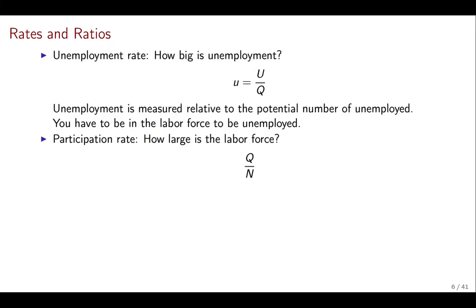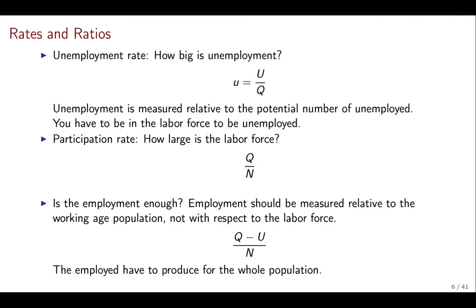Then the participation rate is going to measure how large is the labor force, how many people are either working or searching for a job relative to how many people could have been working or searching for a job. And then finally, we're going to ask if unemployment is enough. The employment rate is going to measure the total number of employed people, Q minus U, relative to the labor force. And this is because the employed have to produce for the whole population and not just for the economically active population. And so with this, we've covered all the basic definitions that we need to divide the population into these different groups. The economically active population, Q, the unemployed and the employed as dividing that economically active population in two.